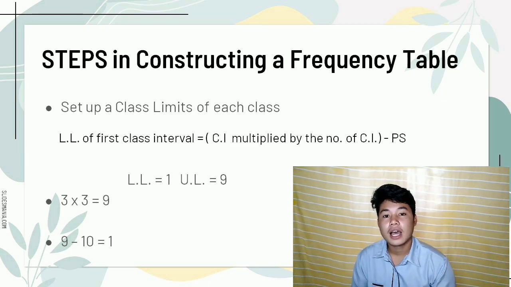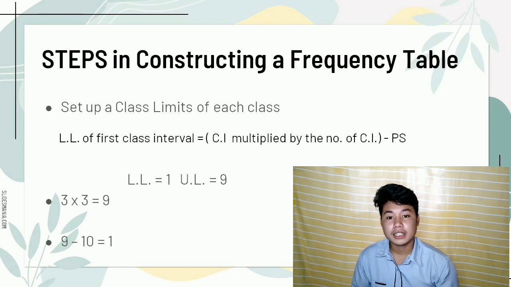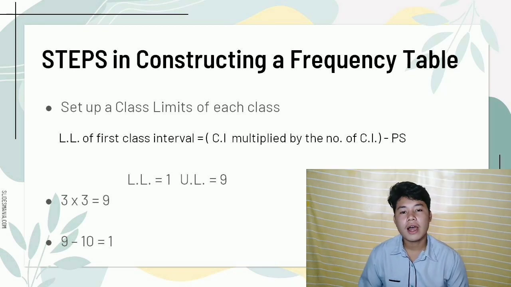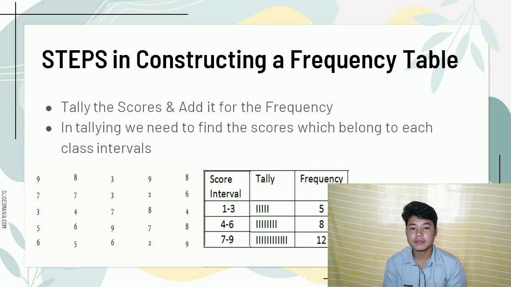Since our number of class intervals is 3 and our class size is also 3, we need to multiply them. 3 times 3 is equal to 9, minus the perfect score, which is 10. So 9 minus 10 is equal to 1. So our lower limit is 1 and our upper limit is 9.